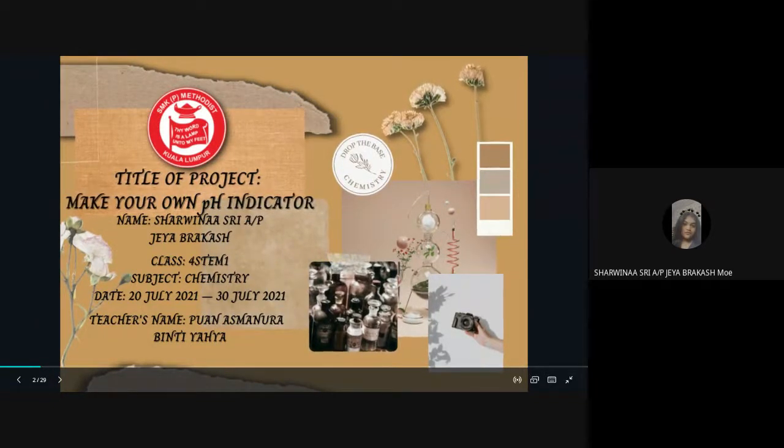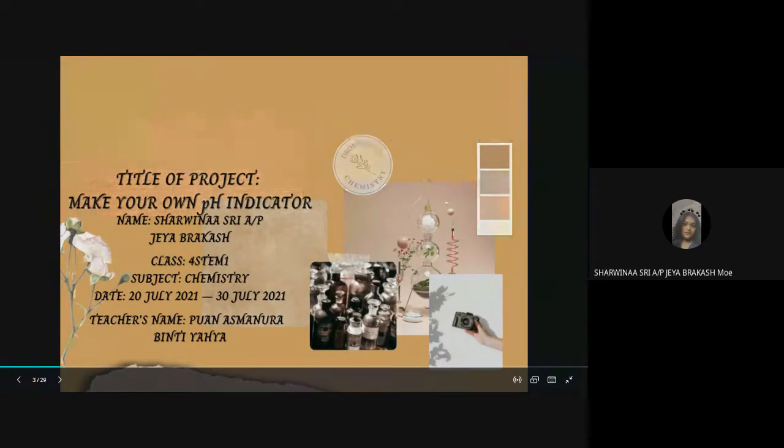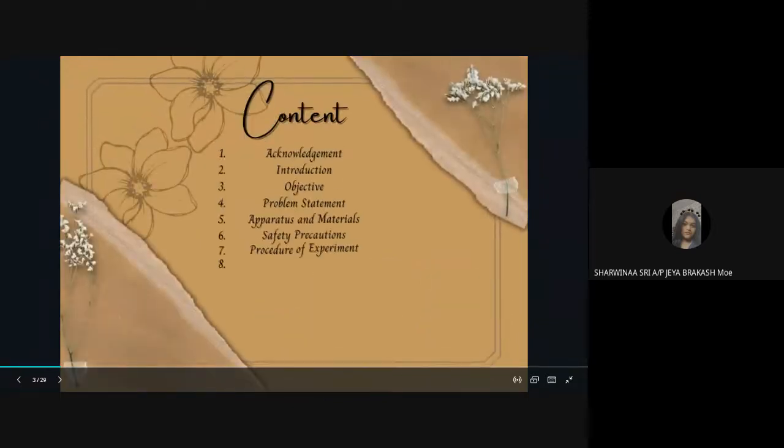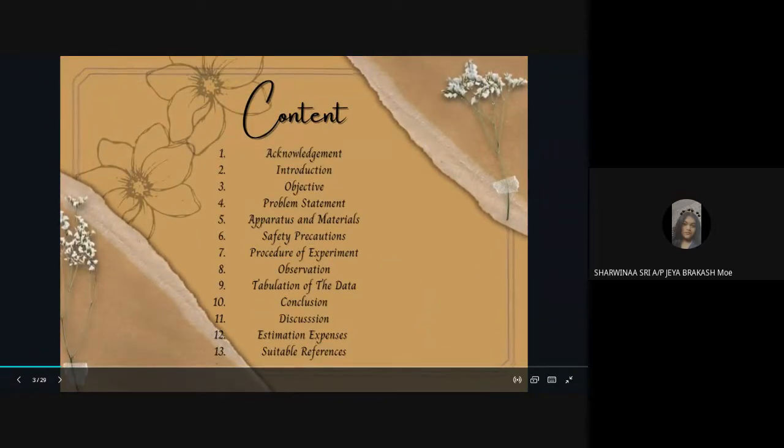What I would like to present today is about the project Make Your Own pH Indicator that was assigned by Puan Hasmanura. This presentation of mine is particularly relevant to all of y'all that did the pH indicator experiment. So these are what we're going to look at in my presentation. We have acknowledgement, introduction, objective, problem statement, apparatus and materials, safety precautions, procedure of experiment, observation, tabulation of the data, conclusion, discussion, estimation of expenses, and suitable references.